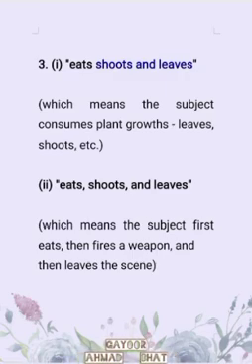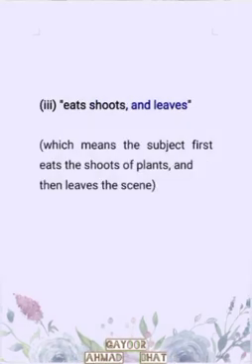Third pair, "Eats shoots and leaves." Here, eats is the verb and shoots and leaves are nouns, making the compound object of the verb. This means that the subject consumes plant growths, that is, leaves and shoots, etc., are eaten by the subject. While as "Eats, shoots, and leaves," these three words are equivalent as they are separated from one another by commas. Therefore, they belong to the same part of speech. Here, they are verbs. And this means that the subject first eats something, then fires a weapon, and then leaves the scene. This can have yet another denotation: "Eats shoots and leaves." Here we have two verb phrases. Eats and leaves are the verbs, while shoots is noun, object of the verb eats. And the meaning can be that the subject first eats shoots of plants and then leaves the scene.